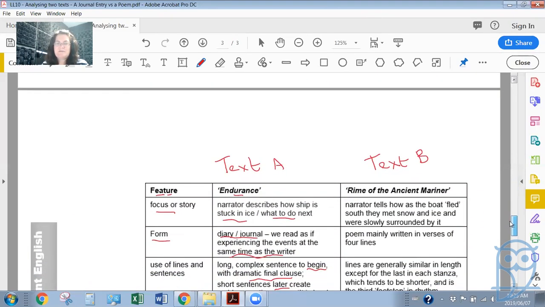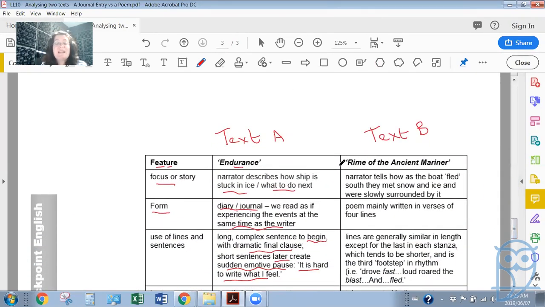Well, so how does this differ? The Rime of the Ancient Mariner, well, the narrator, or the speaker in the poem, tells how, as the boat fled south, trying to escape that storm, they met snow and ice and were slowly surrounded by it. So that is the story or the focus. Okay, what about the form? Well, it takes the form of a poem, mainly written in verses or stanzas of 4 lines.